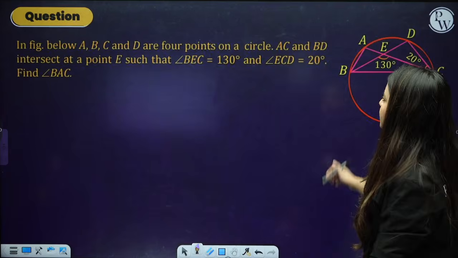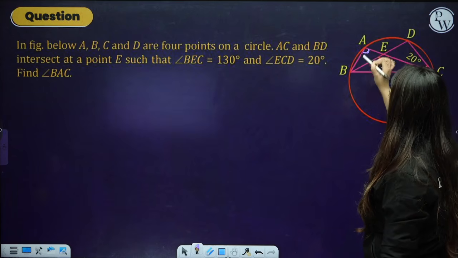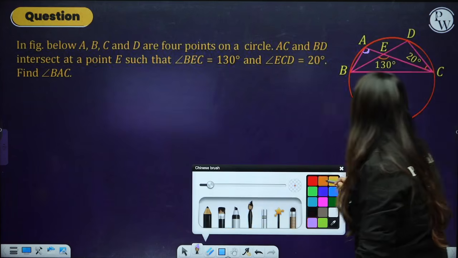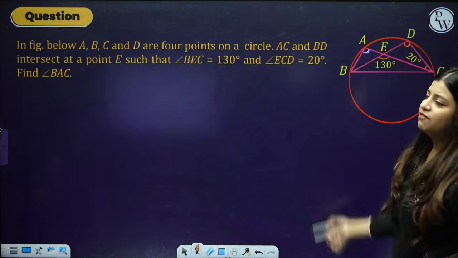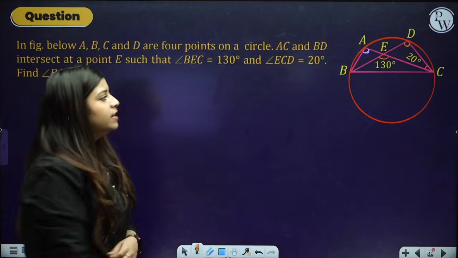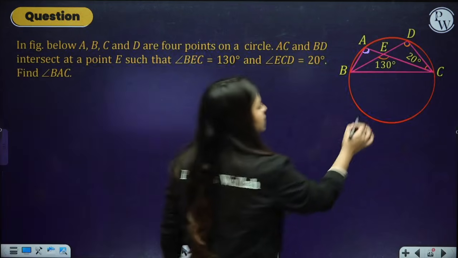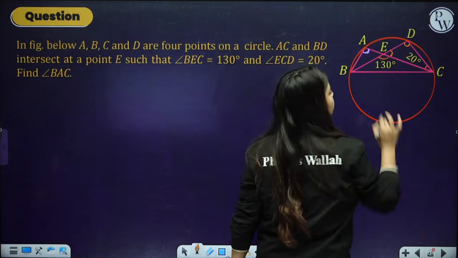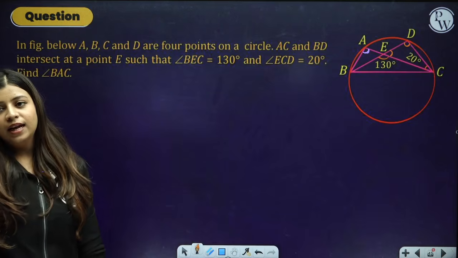Now in this question, we have to find out BAC, that means this particular angle. Either you can find out this angle directly, or you can find out this angle, and both of them will be equivalent. So let's see which angle we can find out. First of all, we can see that angle BEC is 130. If this is 130, this will be 50 degrees, because they are forming a linear pair. They are angles on the same straight line, right?